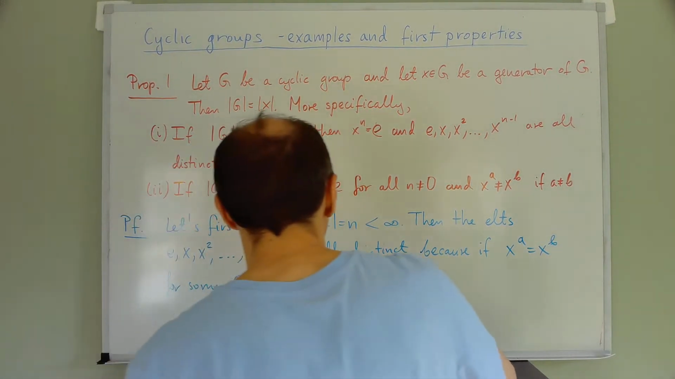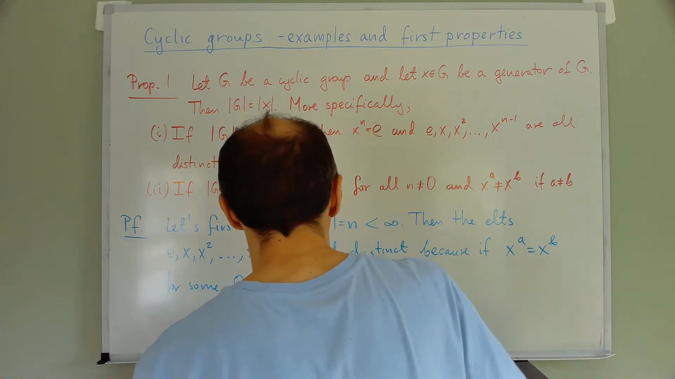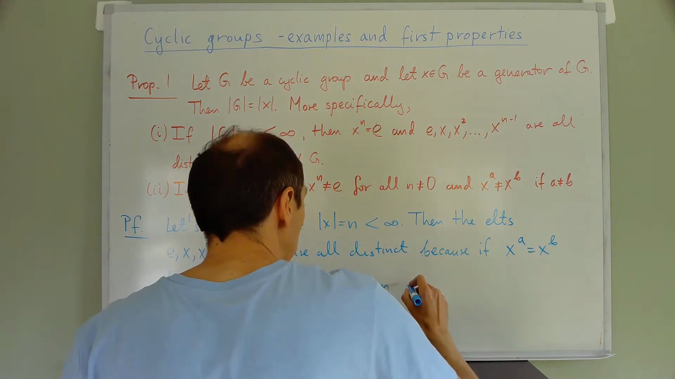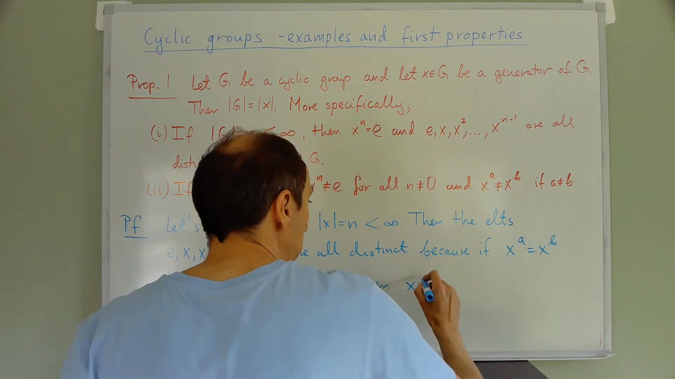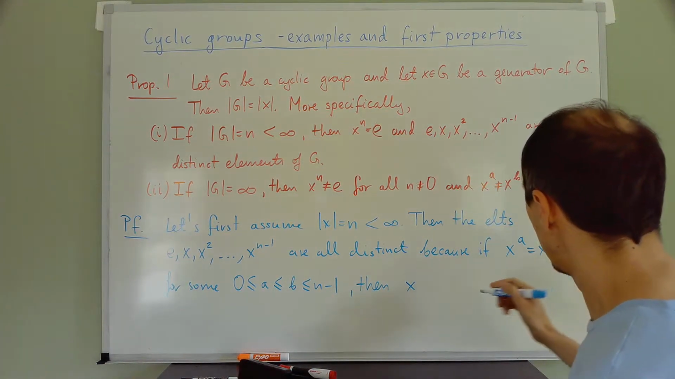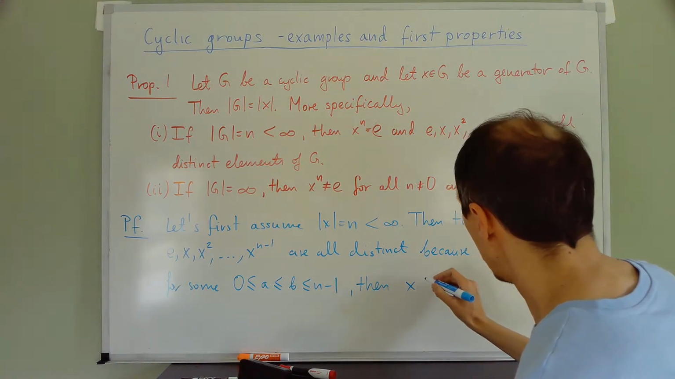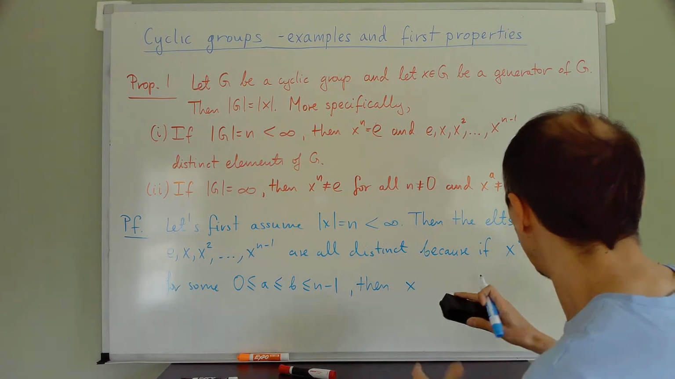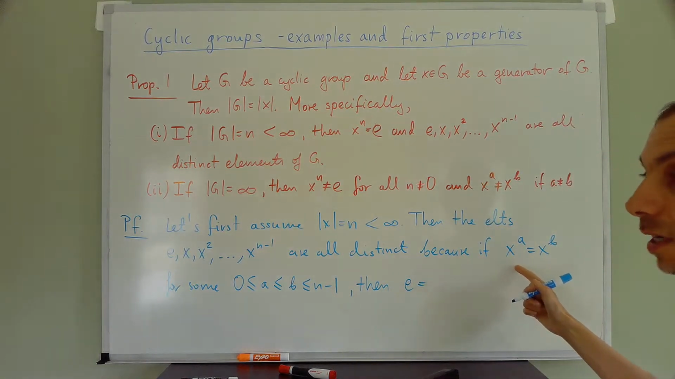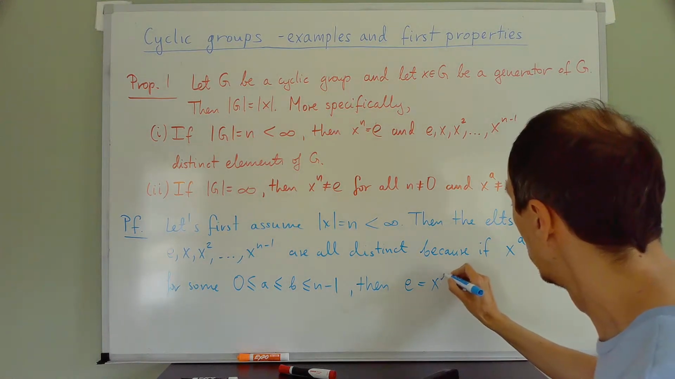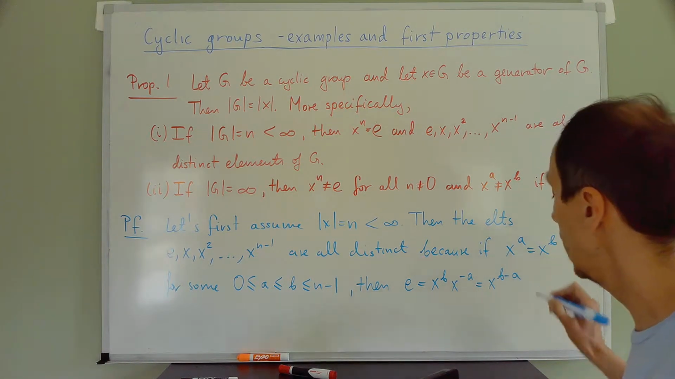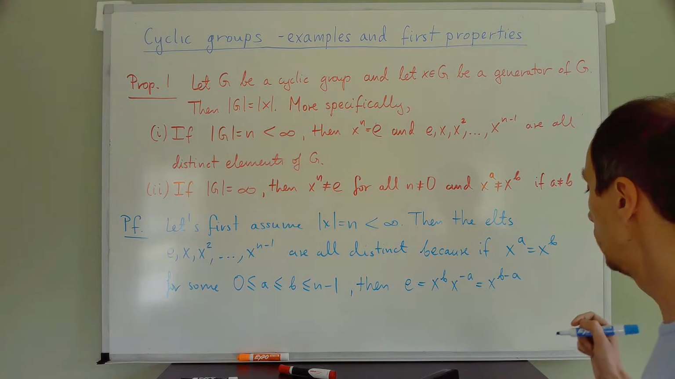Then what do I know? Then if I multiply both sides by x to the minus a, I get e on this side, and here I get x to the b times x to the minus a, but that's just x to the b minus a, as we discussed in one of the previous videos.